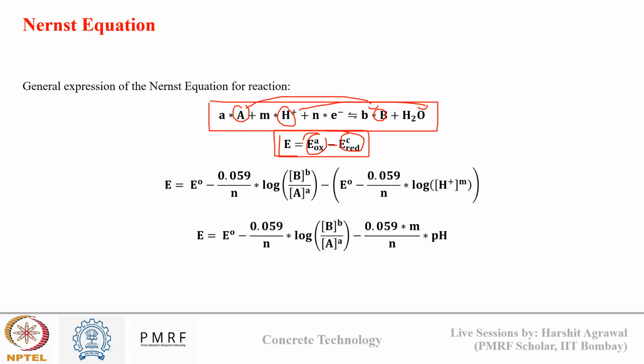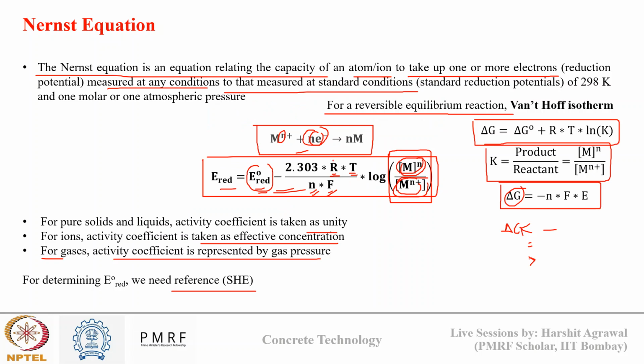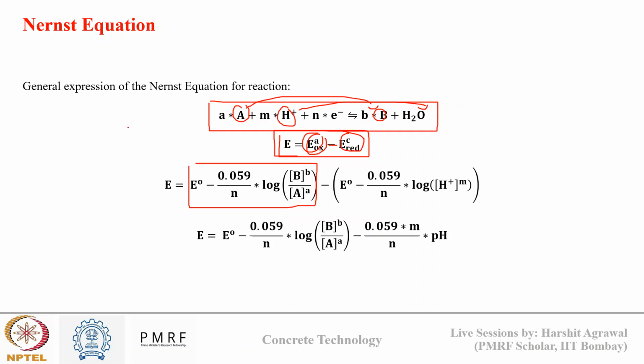If I write the Nernst equation for this, it will be represented like this: E naught minus 0.059. This 0.059 factor comes if I take R as 8.314, T as 298 Kelvin, and F as 96485. So if I take standard temperature condition, I get 0.059 as the factor, upon N, the number of charges involved in this transfer, so N will be equal to N only here, and log of product upon reactant.